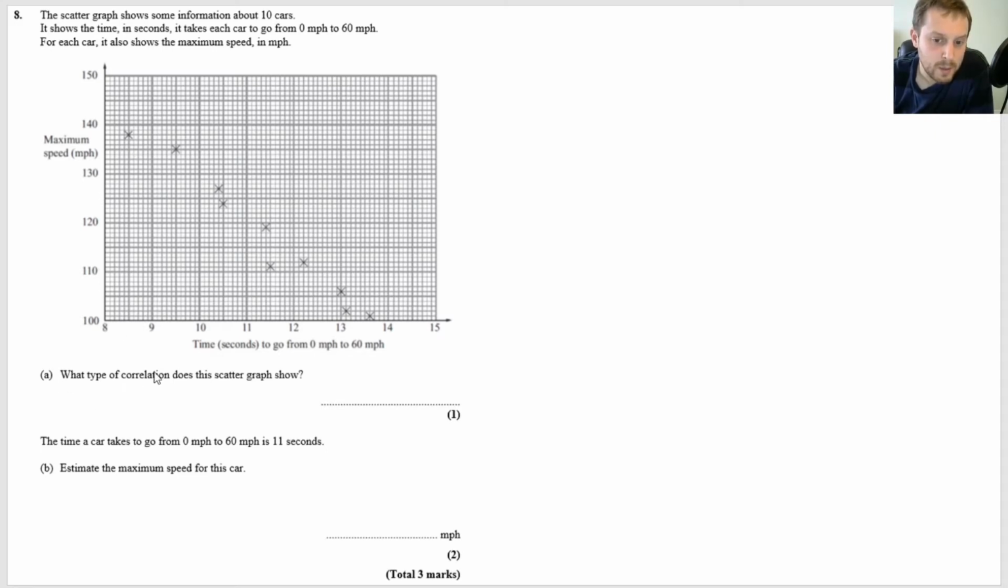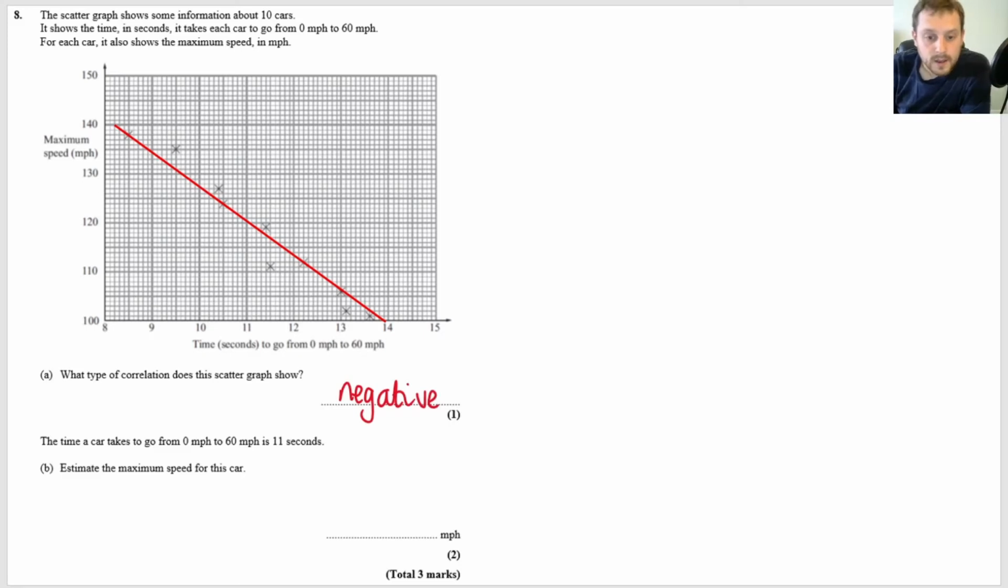So it's asking, what type of correlation does this scatter graph show? So correlation is a bit like what sort of gradient is the line of best fit. So you make sure with a line of best fit, you try to have the same number of points above as you do below. So it's not the easiest with that one, but I'm going to go with that. So there's my line of best fit, and I'm going to say that that has negative correlation because it's going down, so negative.